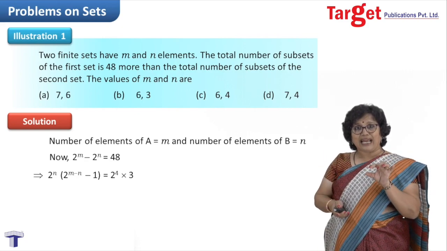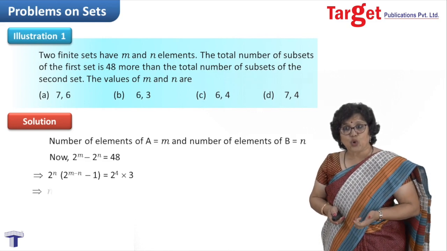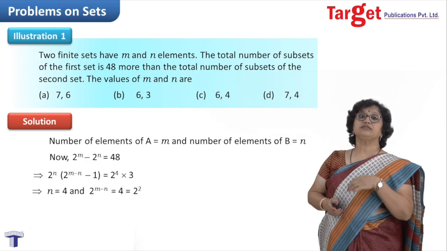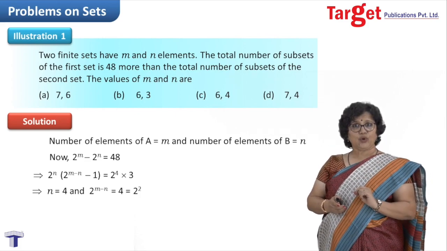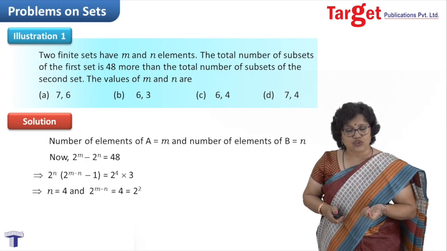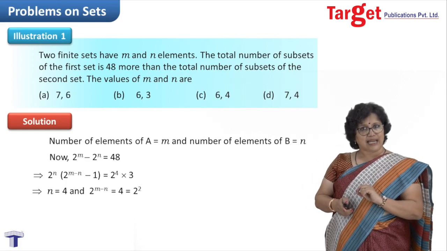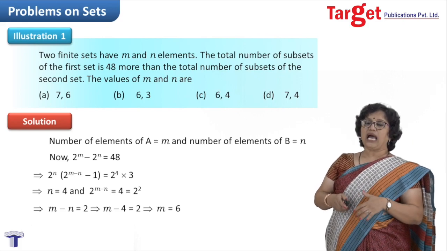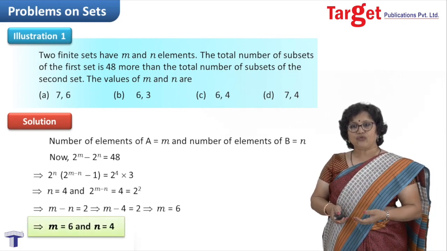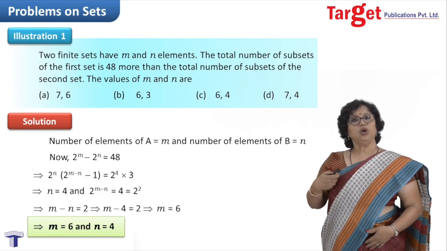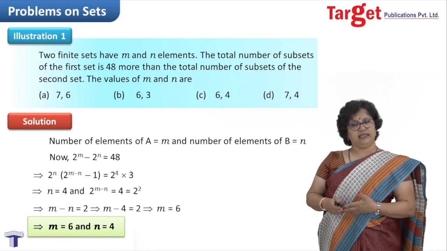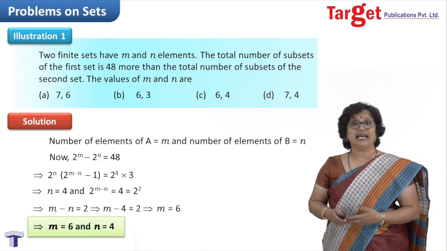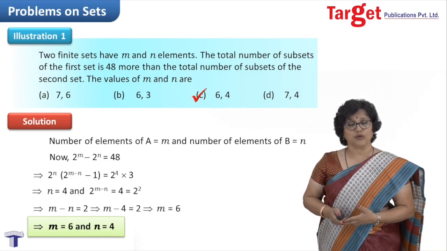That 3 also I can write as 4 minus 1. So the m minus n part can be written as 2, because 2 raised to m minus n I am taking as 4. So n equal to 4 is known to me, and I get m minus n as 2. Substituting n, that leads to m equal to 6. And m equal to 6, n equal to 4 is the right answer. So we have values for m and n as m equal to 6 and n equal to 4, and that tells us that C is the correct option.